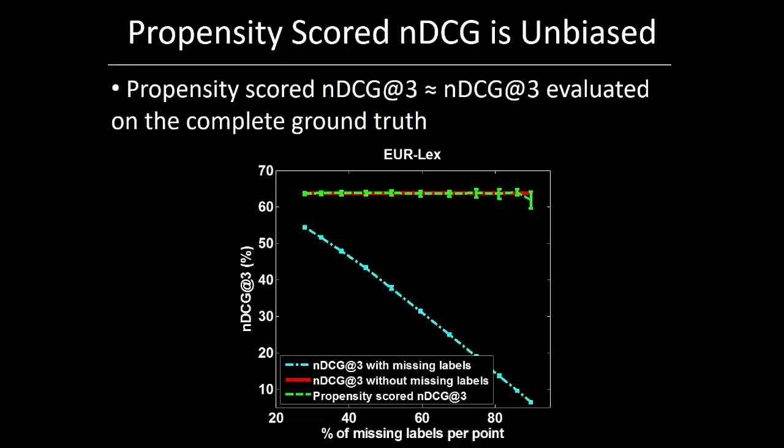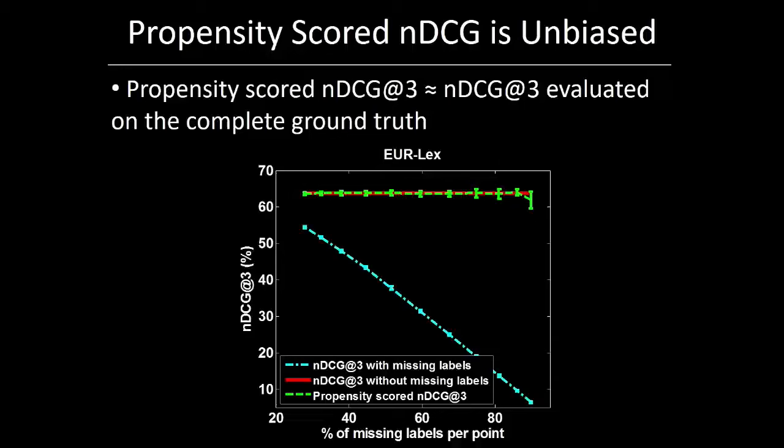But if you were to now compute propensity scored precision on these same missing labels, that's the curve at the very top, you can see that the first thing is it's almost identical to the true nDCG curve. It's a very little difference. It's almost unbiased. And it's also pretty stable as labels go missing. So this shows that propensity scoring really does work. And propensity scored nDCG can give you an unbiased estimate of the true loss.